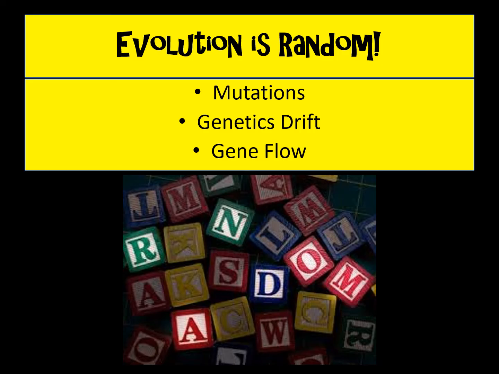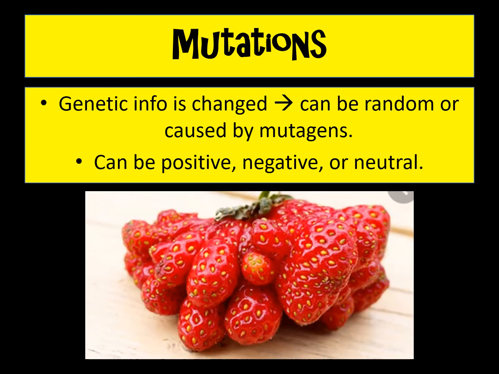The last thing that I wanted to talk about is that evolution is random. There are 3 things that can cause evolution to happen, but when and how those things happen is anyone's guess. So of course you have mutations that can cause evolution to happen. You have genetic drift and gene flow. A mutation is a change in the genetic information of an individual. It can be random or it can be caused by things called mutagens, which actually cause the mutation.